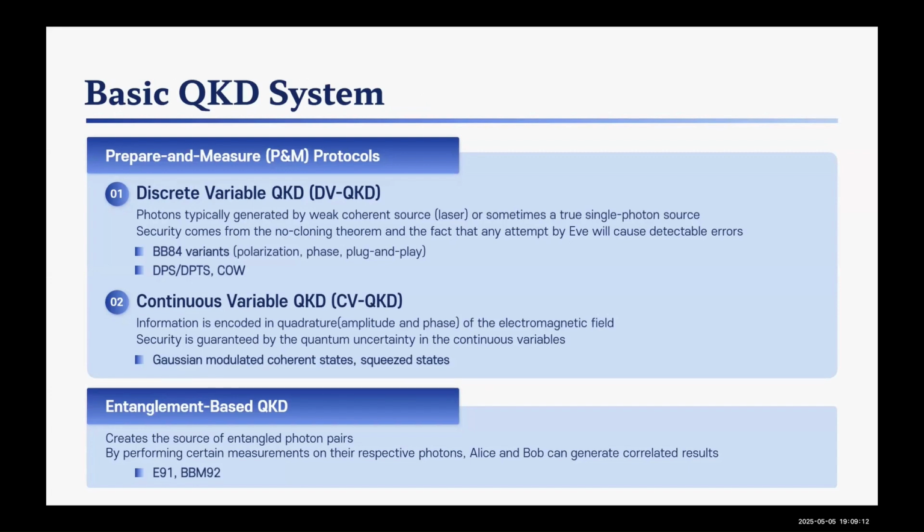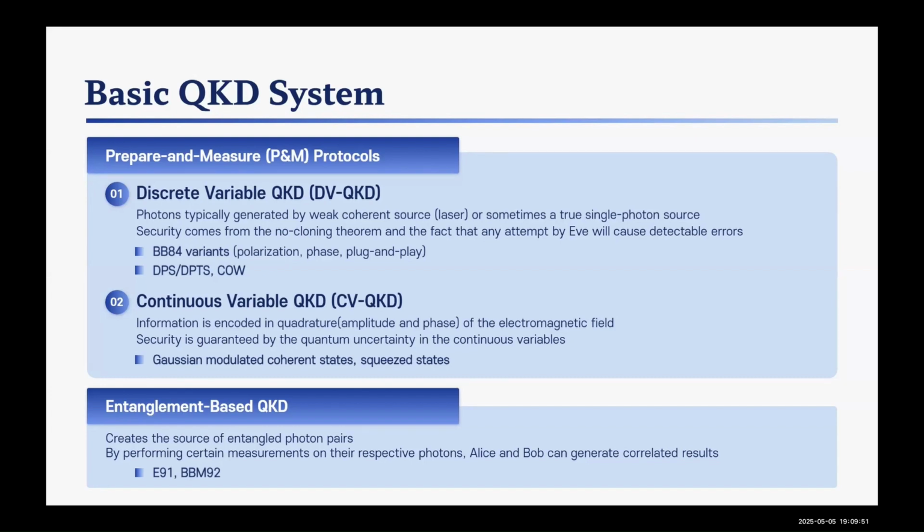In this approach, photons are typically generated by a weak coherent light source, such as a laser, or sometimes by a single photon source. The security here comes from the no-cloning theorem and the fact that any attempt by an eavesdropper, Eve, will introduce detectable errors. Some well-known examples of DVQKD include BB84 and experiments using polarization, phase, or plug-and-play setups, as well as DPS, DPTS, and COW protocols.